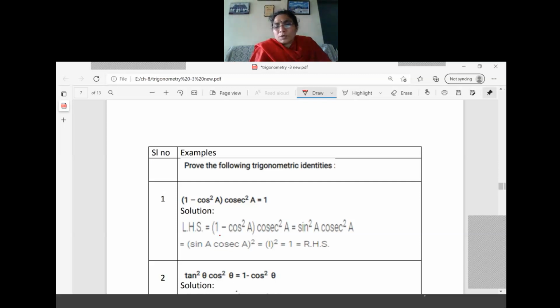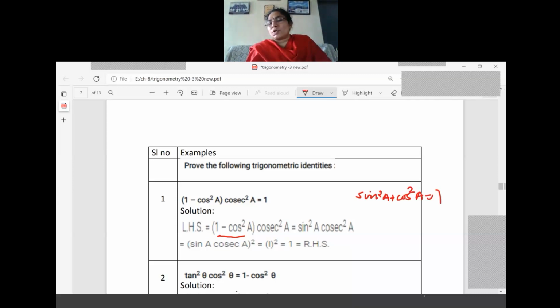So this 1 minus cos square A, we should bring everything to 1 only. So 1 minus cos square A should be changed. If you know the first identity, that is sin square A plus cos square A equal to 1, right? So from this, 1 minus cos square A, I will keep as sin square A here. So what is the answer? 1 minus cos square A. So that is why this 1 minus cos square A, we have changed to sin square A. So what is remaining already there?